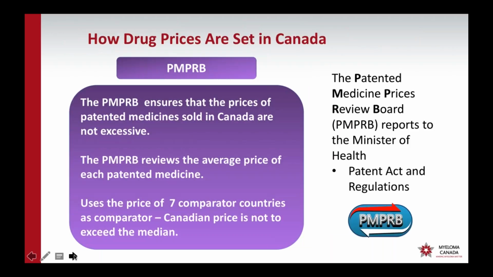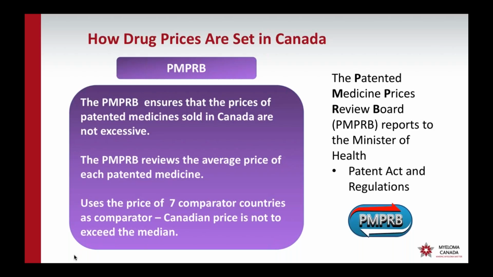But before or while this is all happening, I thought it'd be interesting to share with you how drug prices are set in Canada. So there is a body that is called the Patented Medicine Prices Review Board, or PMPRB, and they're a federal body. They report into the Minister of Health, and they work under what they call the Patent Act and Regulation. And their role is to ensure that prices of patented medicines sold in Canada are not excessive.